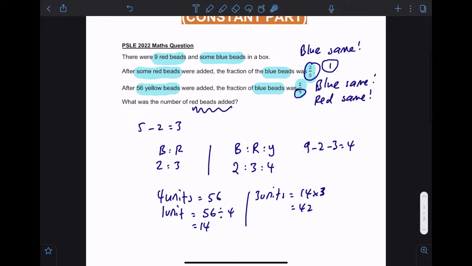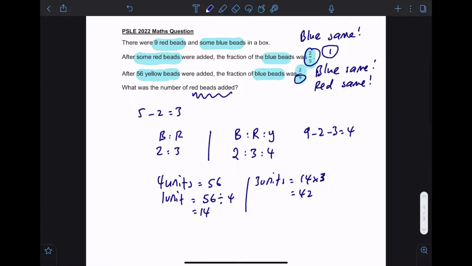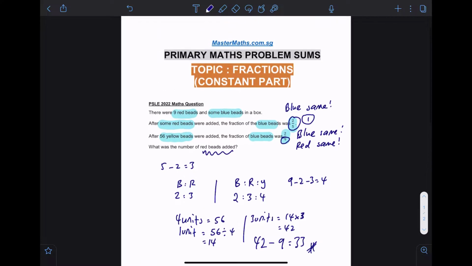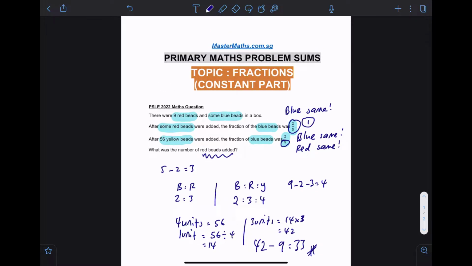So you started with 9 and you added some, right? So how many did you add? 42 right now minus 9, and you will get 33 new added red beads. Final answer for this question, 33.